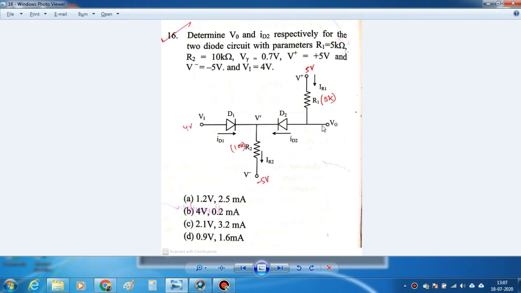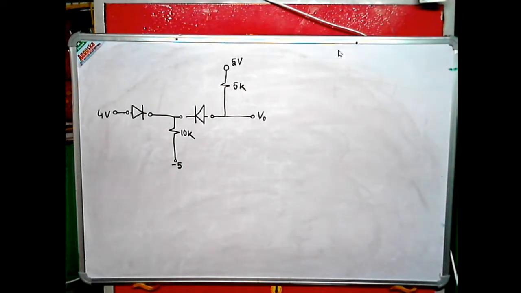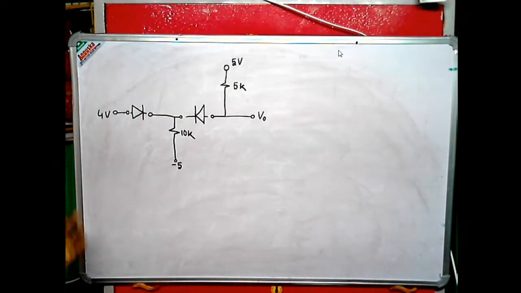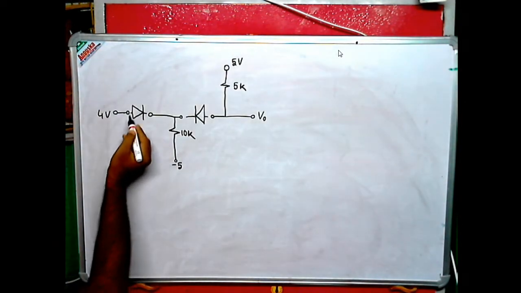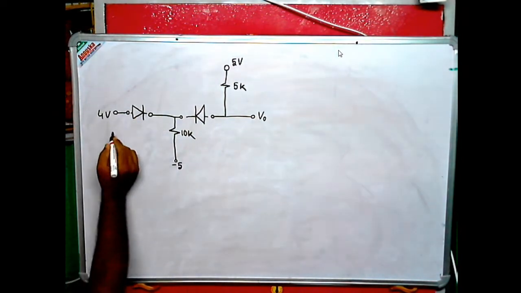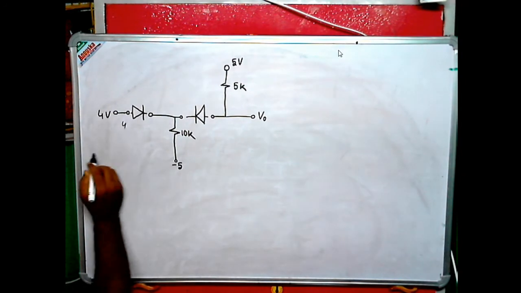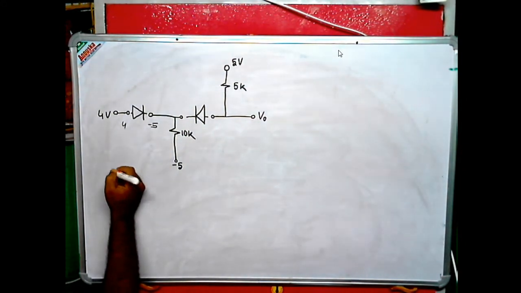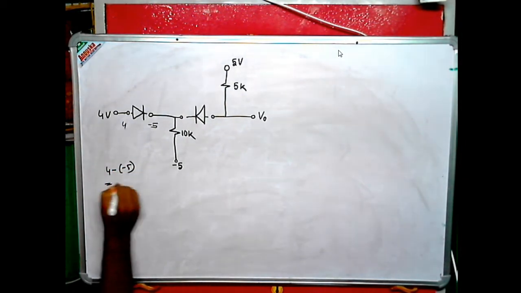So this is the circuit basically. Step 1 is you have to remove both the diodes, and you have to measure the open circuit voltages. So for this diode, the open circuit voltage difference is basically, here it is 4 volt and here it is minus 5 volt. So what is the voltage difference? That is 4 minus of minus 5, that is equal to 9 volt.